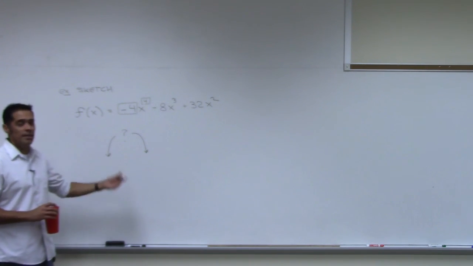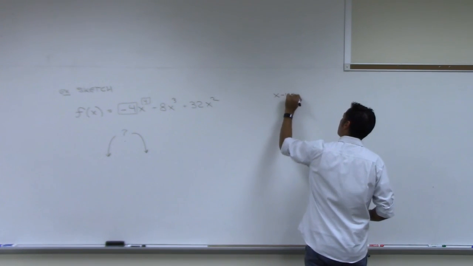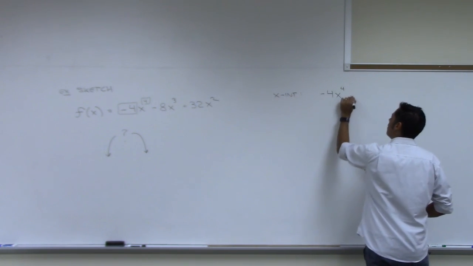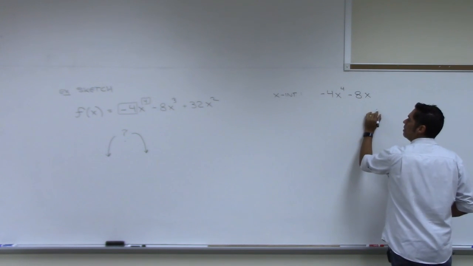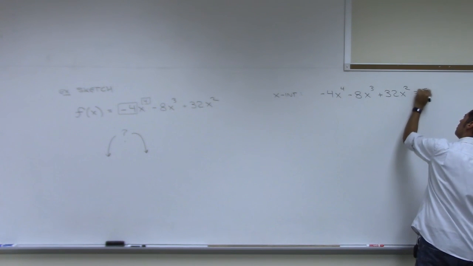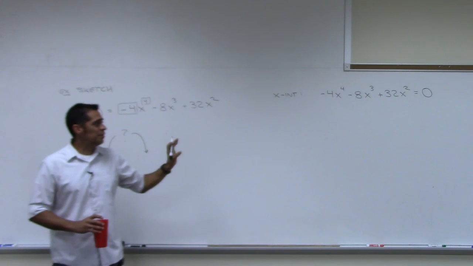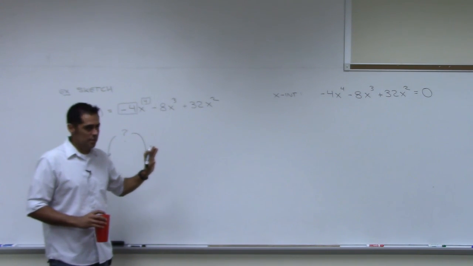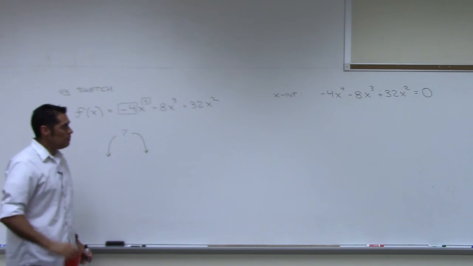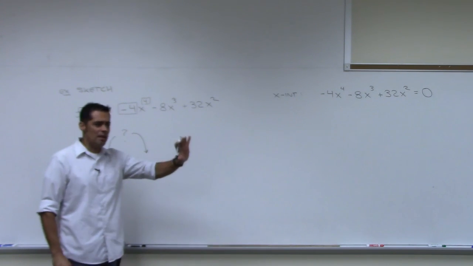Okay, now what? Find the x-intercepts. For the x-intercepts, I set the function to 0. So minus 4x to the fourth minus 8x cubed plus 32x squared equals 0. Now I have to very carefully pick these functions for you, or else they're not going to work. And I think I did okay. Let's see. What would you do to that? Take out a GCF first, right? That's always the first step for factoring.